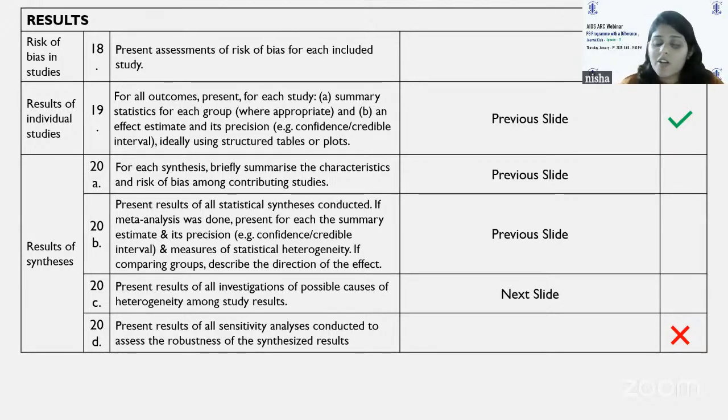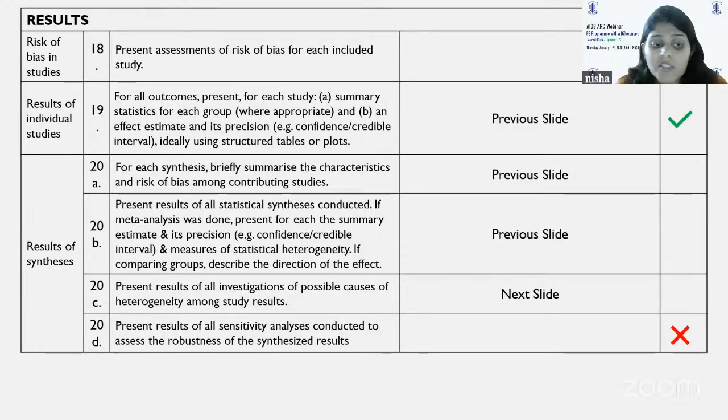As I showed in the forest plot, for each subgroup, they had shown the summary statistics and also the confidence intervals. And point number 20 is result of synthesis. In that, we have further divided into four categories, which is 20A, B, C, and D. So 20A stands for summarizing the characteristics and the risk of bias among contributing studies, as we saw in the forest plot already. And then 20B is present the result of all the statistical synthesis conducted, which also was given in the forest plot.